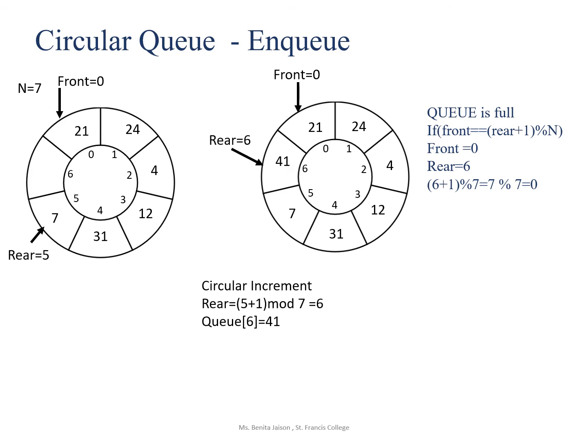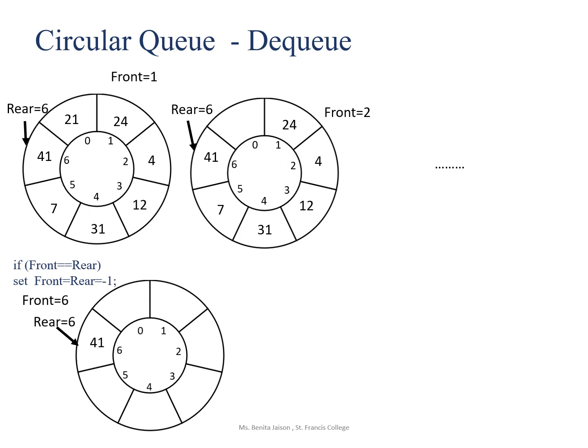Now we will move on to the next operation. We will see deletion of elements from a circular queue. On deleting the first element, 21, the front pointer will be circularly incremented from 0 to 1. On dequeuing the second element, 24, the front pointer will be circularly incremented from 1 to 2.